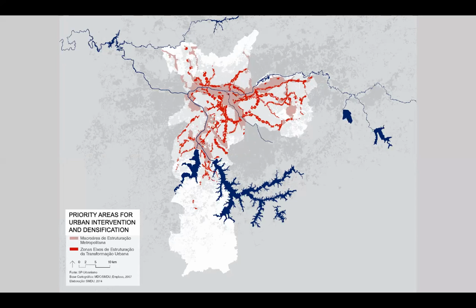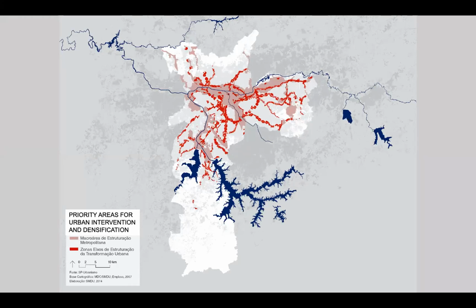When we assumed the government in 2013, we implemented a master plan which incentivized the densification around these red areas here, where there is public transport of medium and high capacity. So this is an arrangement of different kinds of urban instruments based on the social function of property.